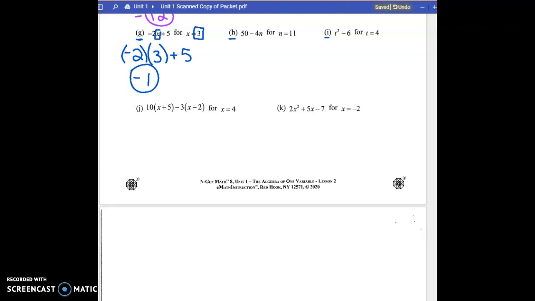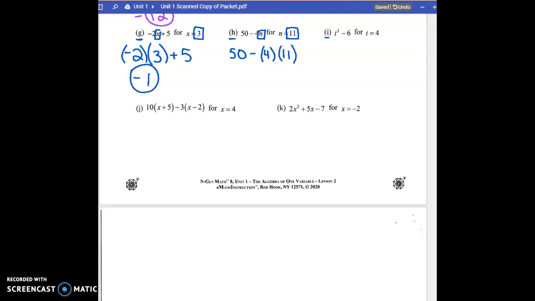Okay, this one here, H. We have 50 minus 4n, and again, 4n means this, minus 4 times what n is. N, we're told, is 11. So in place of my n, we're going to put an 11. But again, these are being multiplied, so we have to be careful. So we're going to do 50 minus 4 times 11. And we can do it that way.